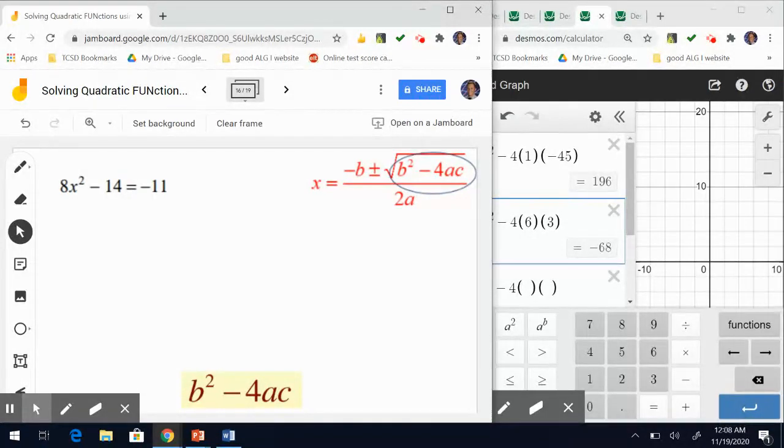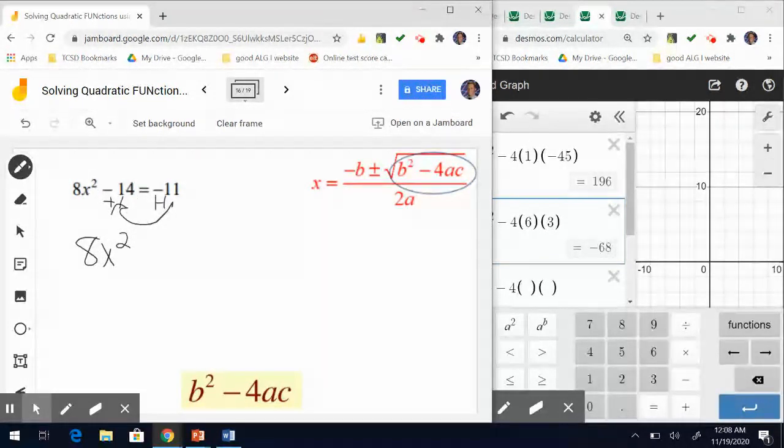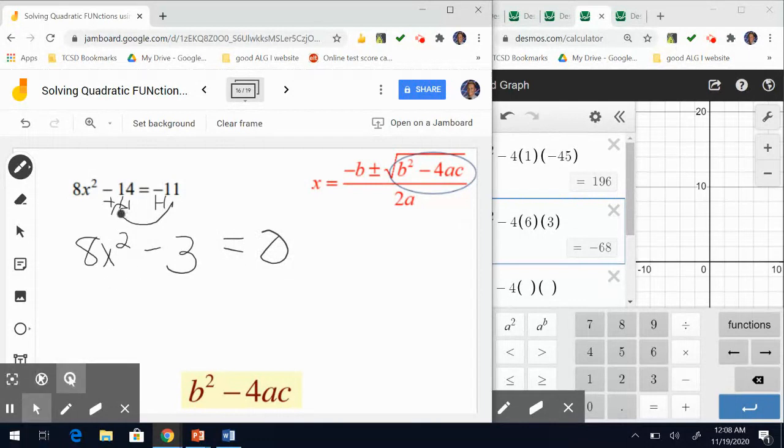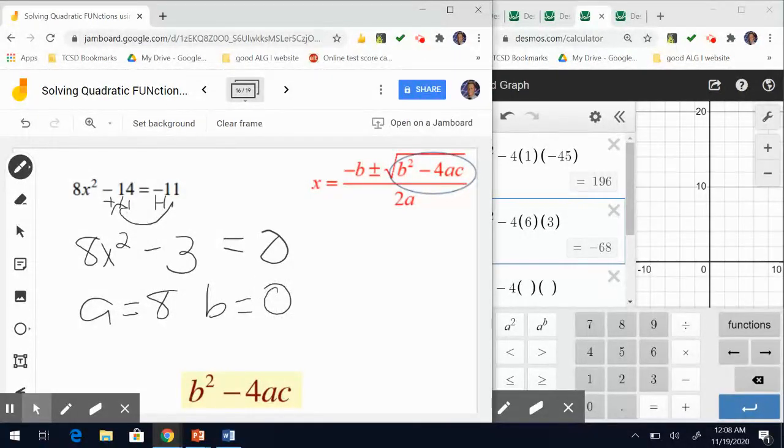I'm just going to move this over here. And I'm going to get 8x squared. Add 11 to both sides because I'm moving negative 11 from the right to the left. And I get negative 3 equals 0. Maybe I didn't do this problem. However, if I look at it, what happens here? I have my a value of 8, my b value of 0, and my c value of negative 3.